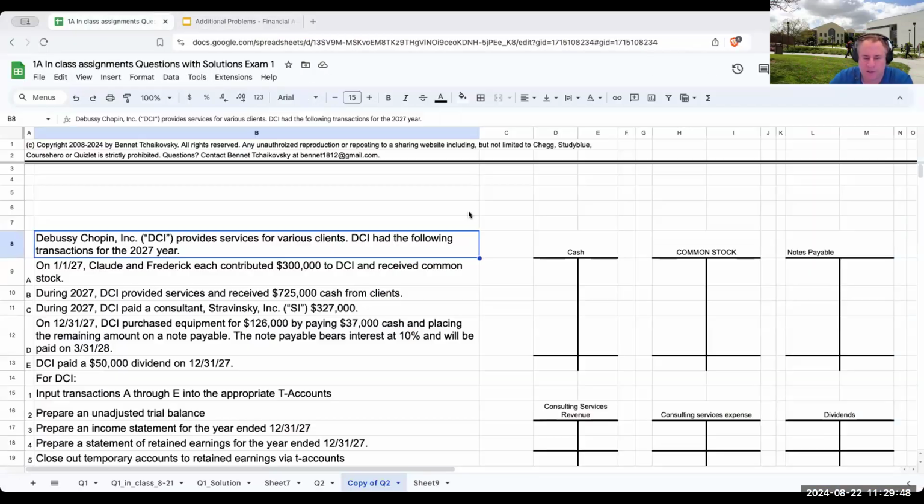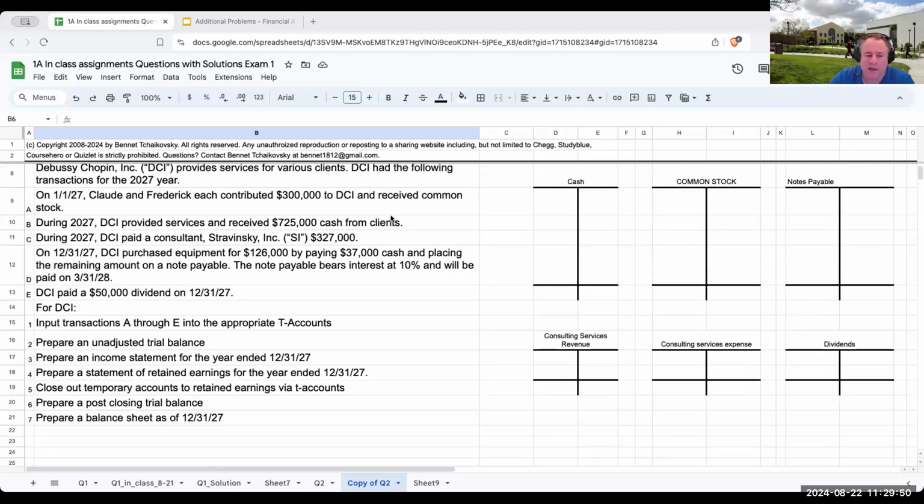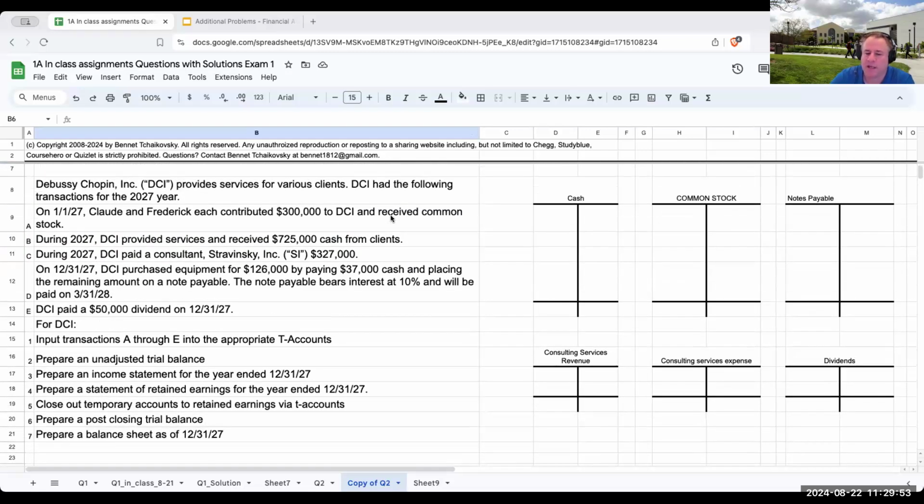So we're going to go ahead and take a look at this question. We have WC, Chopin Inc. Got to go a little classical once in a while. Provides services, or DCI provides services for various clients. DCI had the following transactions for the 2027 year.